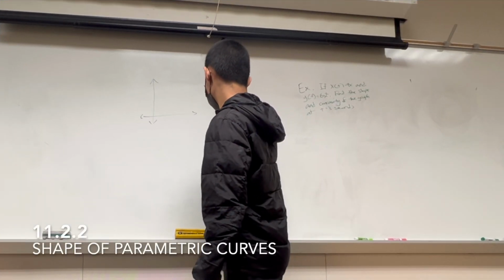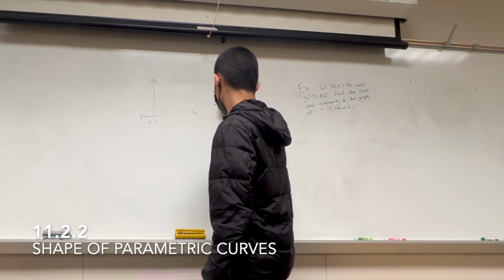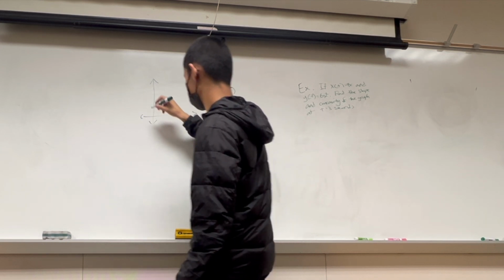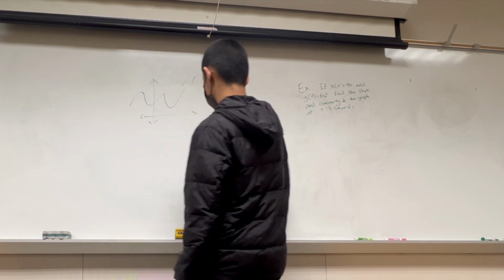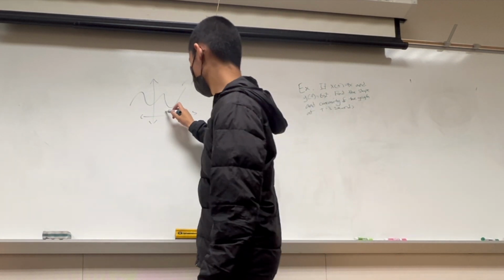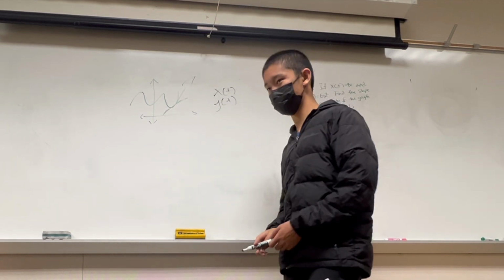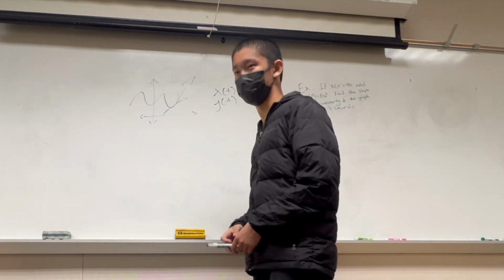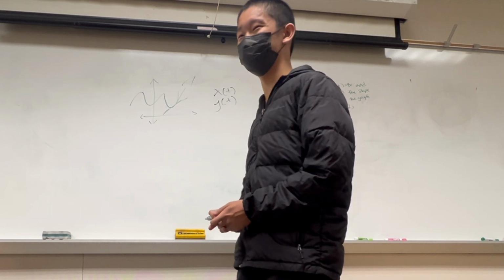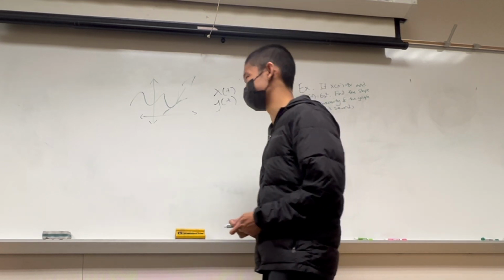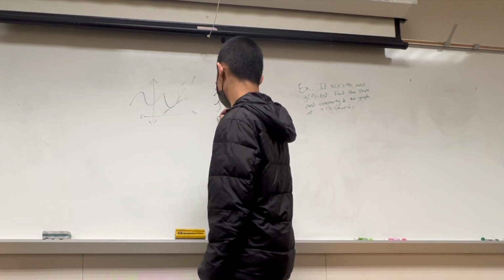Given two parametric functions x of t and y of t, we graph it, and it looks something like this. What do we do when we want to find the slope and the concavity? What we have to do is find dy over dx and d squared y over dx squared. So how do we do that?